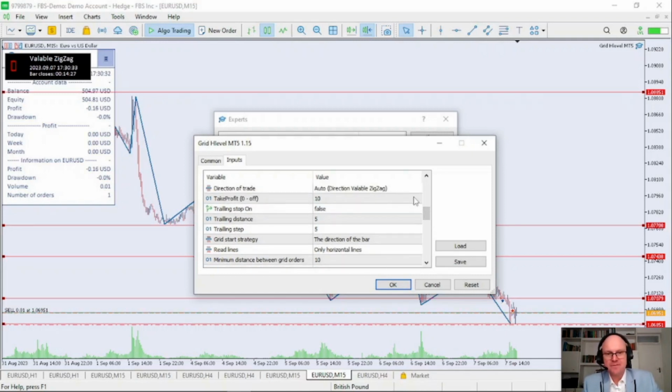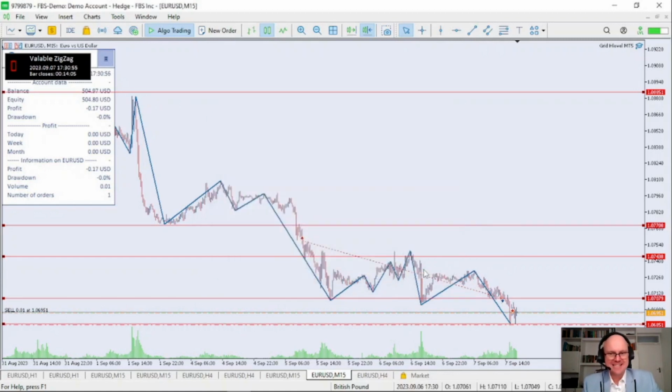And what we can see from this is it uses that averaging style or martingale grid to enter and exit the trades. So in general, the bot does trade a lot, depending on the grid start strategy that you have selected. And when it comes to the direction of the trade, my recommendation would be to stick to the direction of the Valuable ZigZag indicator. By determining your own support and resistance levels, you can use this semi-automated system to generate nice profits in the Forex market.